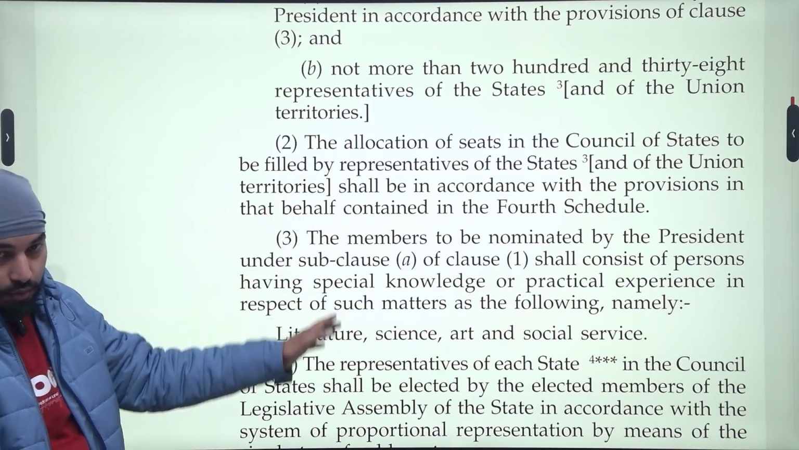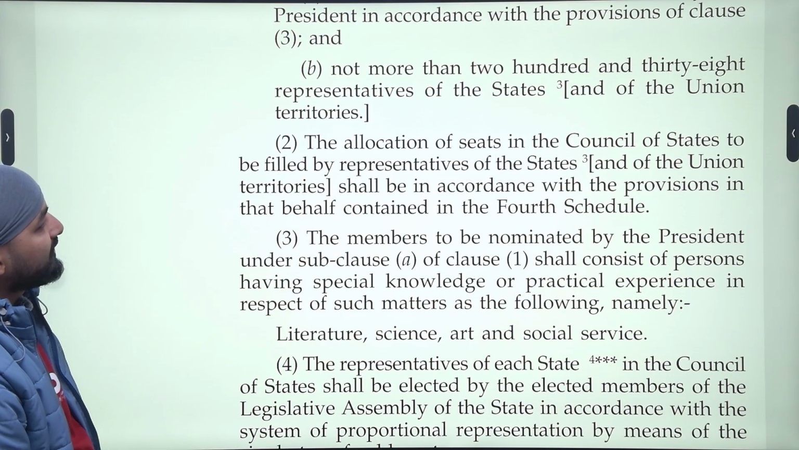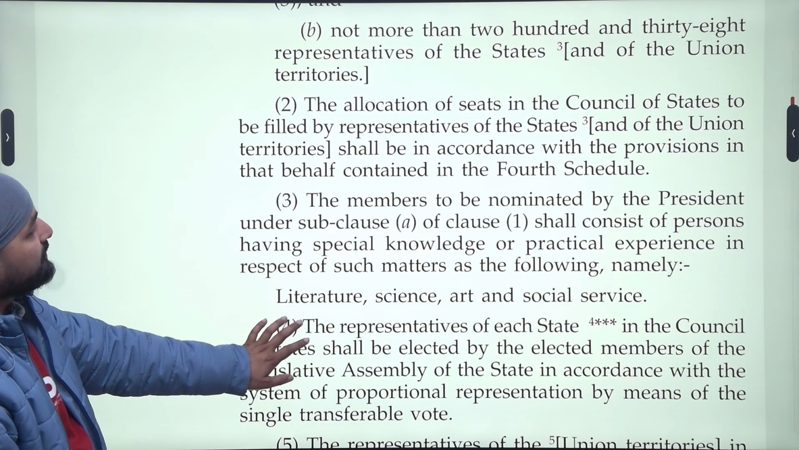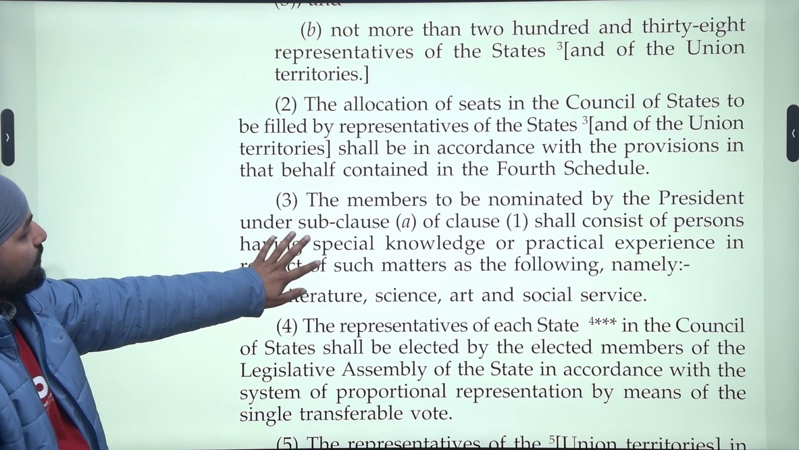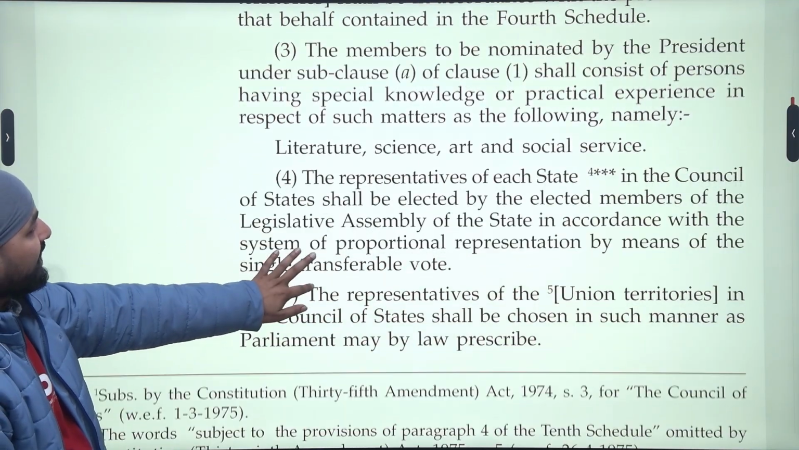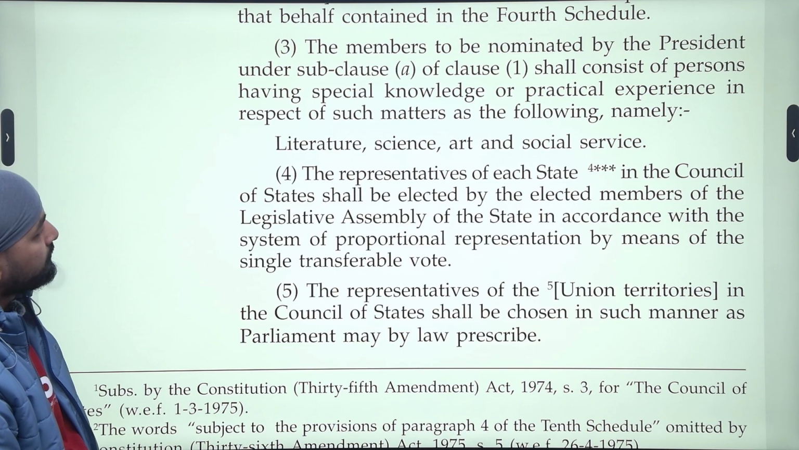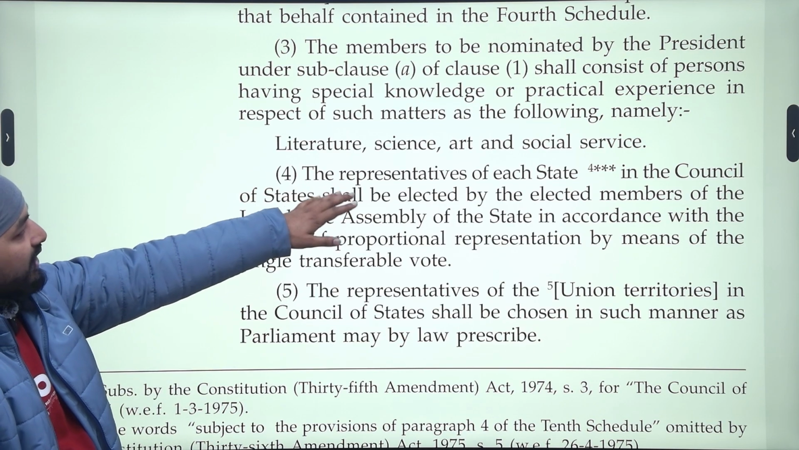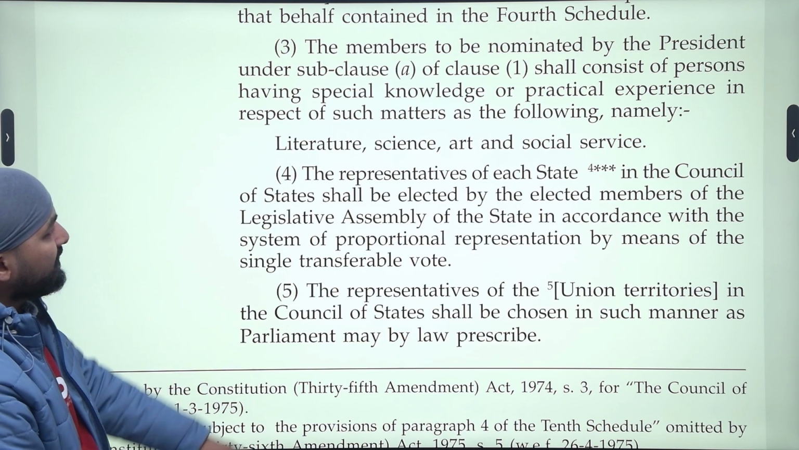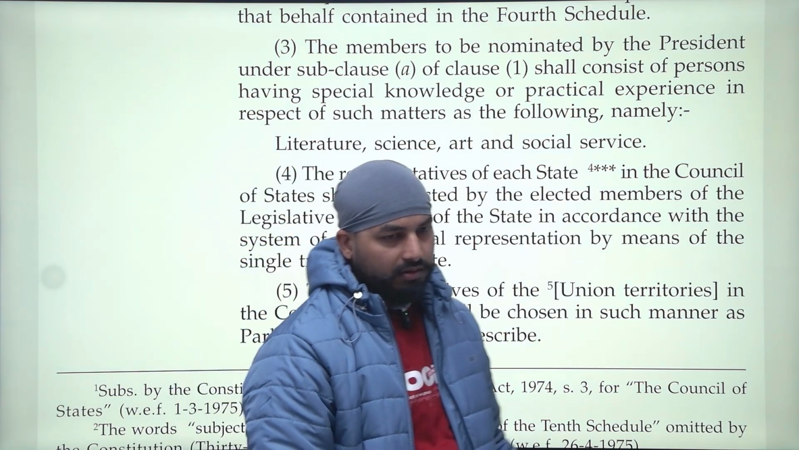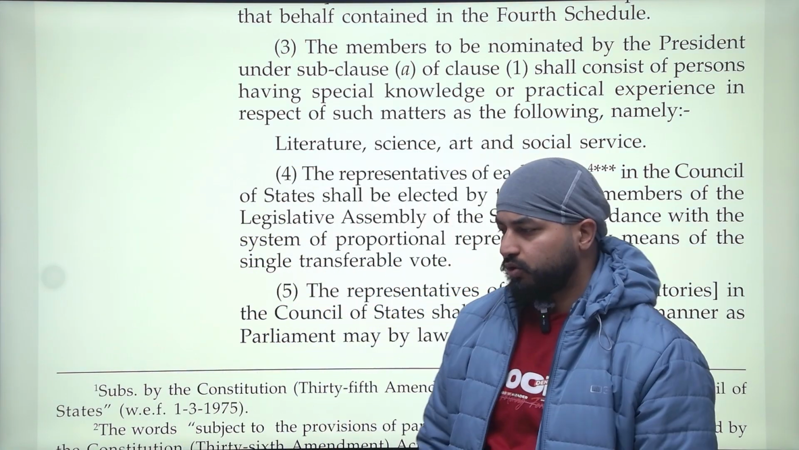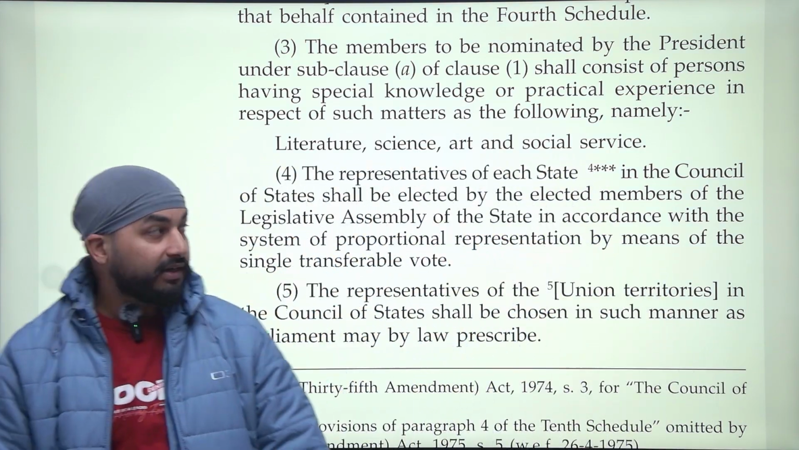We are just going through an overview. Allocation of seats in Council of States to be filled by representatives of states according to the provision. Okay, fourth schedule, we'll see that. Science, literature, art, and social service. Okay, so there are certain members who are nominated among those 12. Like Sachin is also a member of Rajya Sabha, nominated member.